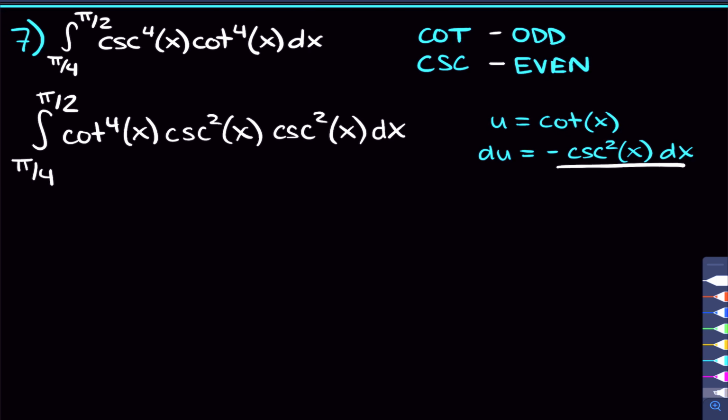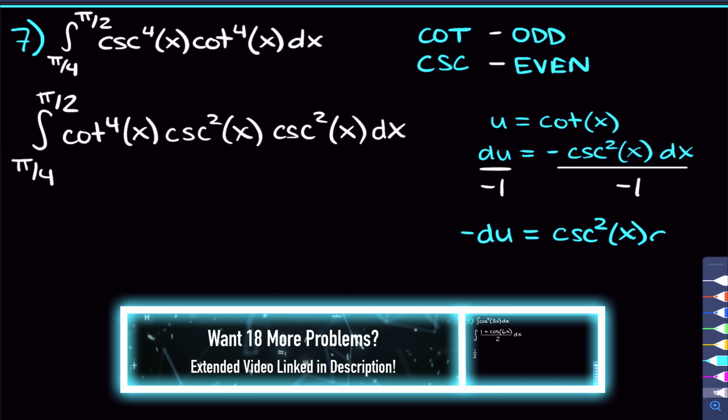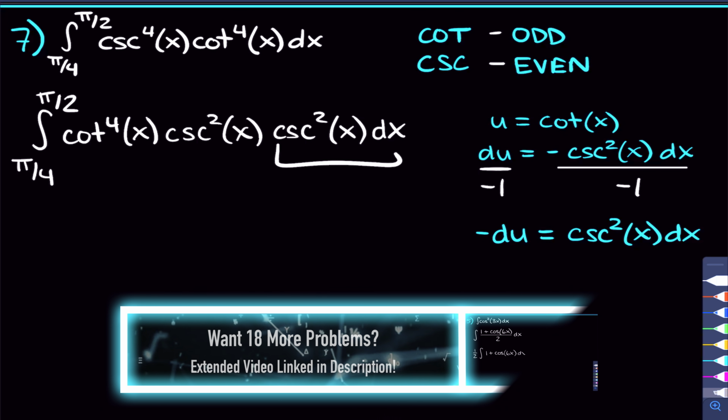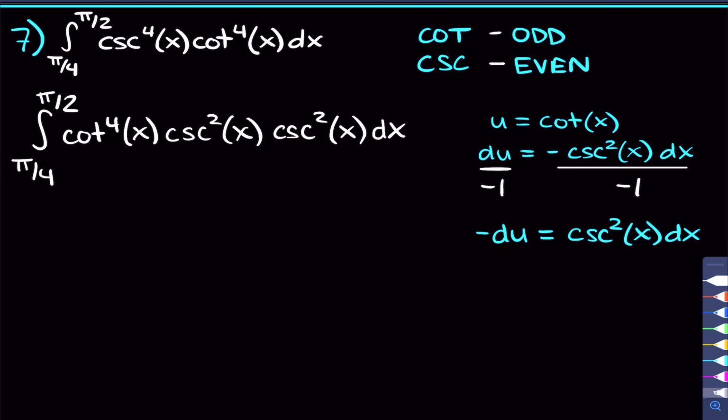So what we can do is divide by -1 on both sides and get the actual substitution that we're going to use, that negative du is equal to a positive cosecant squared of x dx. Okay, so all that is good. So we know our substitution for du, and all of these cotangents get taken care of with our u substitution. But then we have this cosecant squared left over, and we have to convert that to cotangents so it gets covered in the u sub.